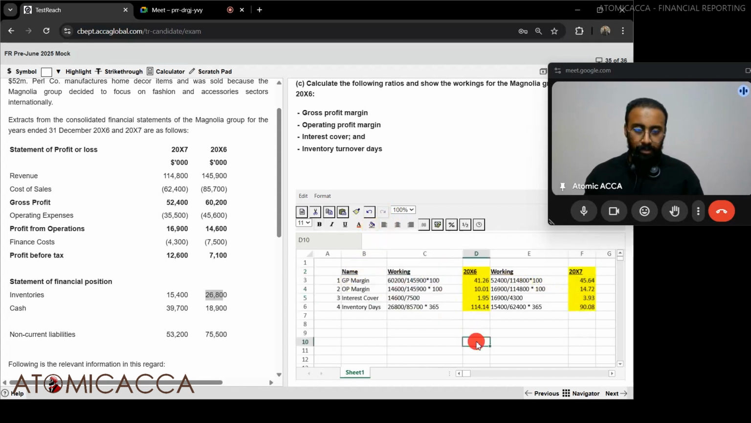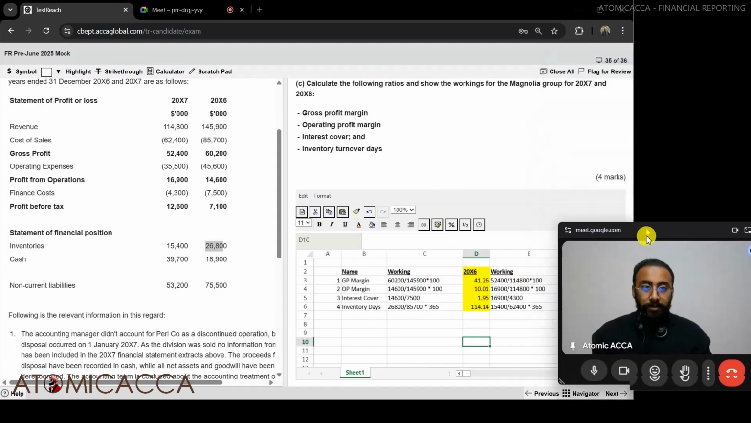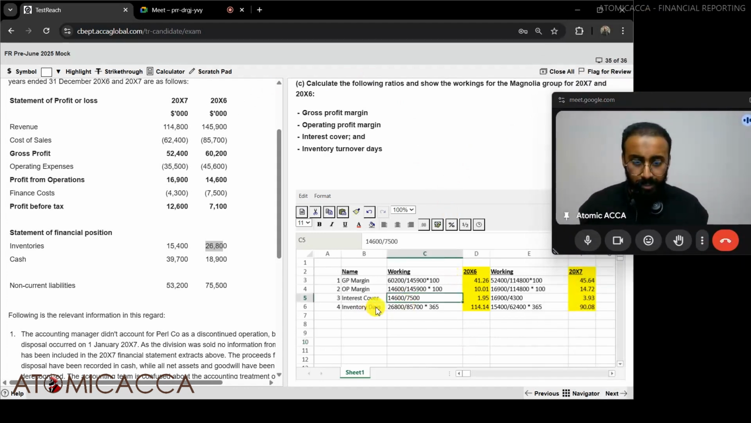So these are the 2 years that we have. Next thing, this was for how many marks? This was for 4 marks. So we are done with the margins part. Now we have to start doing the analysis. The next question is analysis, performance and position. How many marks were there?